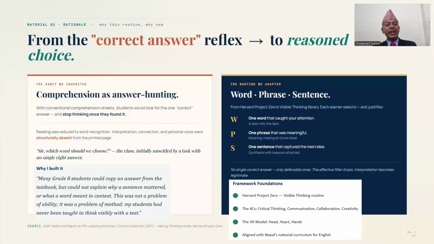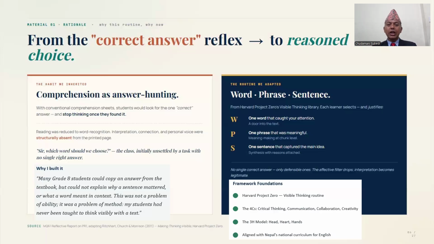My students had never been taught to think visibly with the text. This word, phrase, sentence: one word that caught your attention, one phrase that was meaningful, one sentence that captured the main idea. No single correct answer, only defensible ones. The affective filter drops, interpretation becomes legitimate.